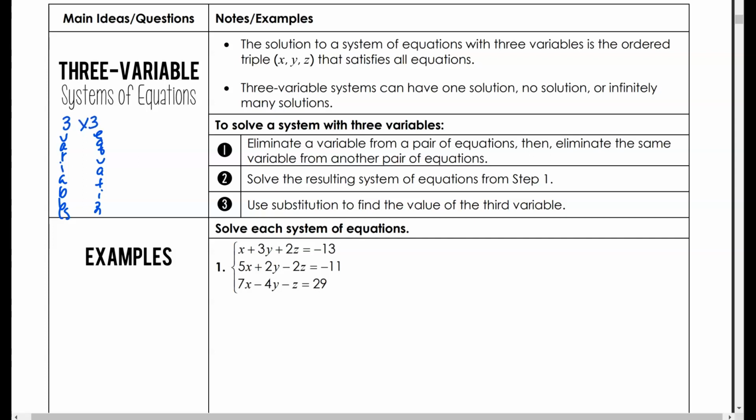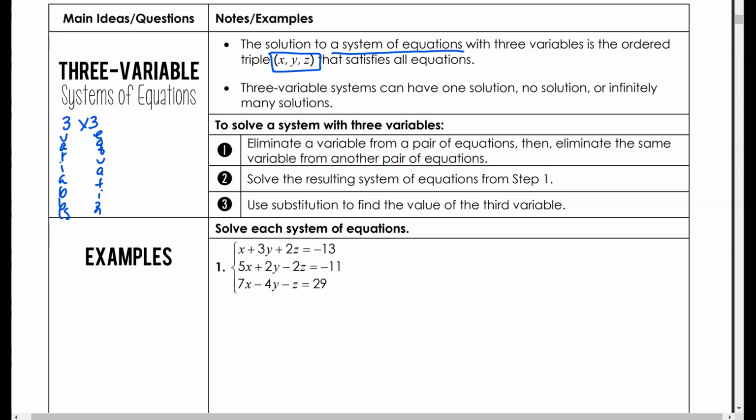Okay. And I call them 3 by 3 mostly because we're going to be dealing with matrices later on. All right, so let's look at some examples and some notes. The solution to a system of equations with three variables is the ordered triplet x, comma y, comma z. And it has to satisfy all equations. So it's not sufficient that x, comma y, comma z satisfies two of them. It has to satisfy all three.